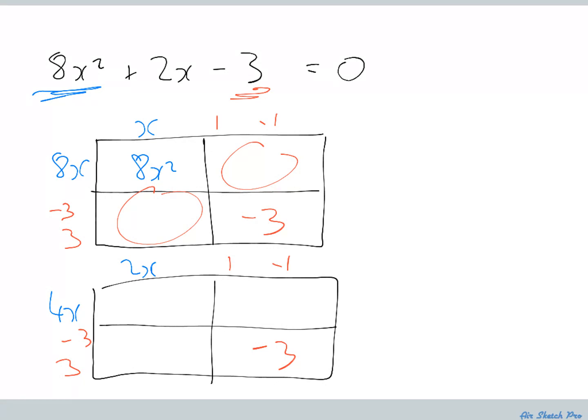And if you're used to the cross method, it's kind of the same sort of thing. I have 4x and 2x making my 8x squared here. 4 times 2 is 8x squared, or 8x and 1x is 8x squared here. And then I'd have different combinations of numbers as well. So using this particular method is okay, but requires a fair bit of guessing and checking.